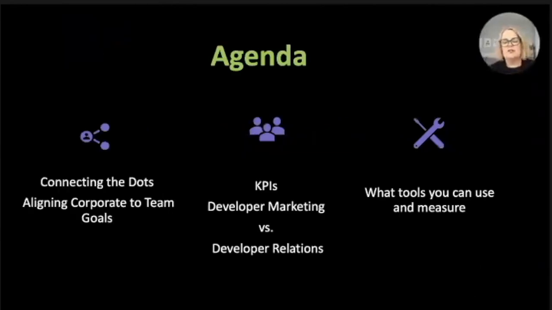We're going to have just enough time for me to share some ideas and strategies with you around these 3 main agenda items. So let's go through them real quick. Connecting the dots. How do you align your team goals to your company goals? What are your company's key strategic initiatives, or what we call KSIs? And how does that reflect upon your DevRel or Dev Marketing KPIs?